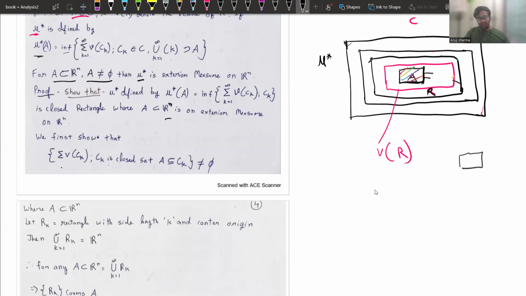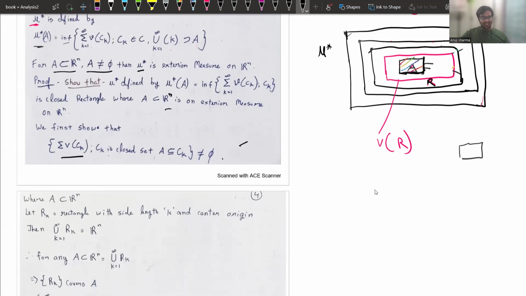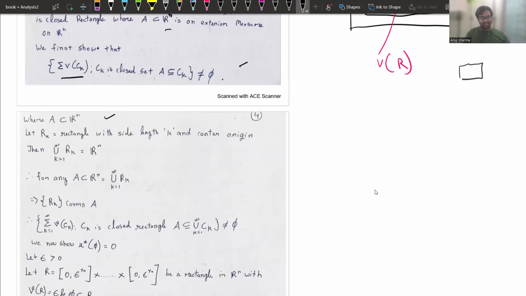So we take the summation of the volume, and CK is a closed set. A is a subset of CK, and it is not equal to the null set. Take the volume of CK, which means take the volume of all the rectangles: this rectangle, this rectangle, this. And A is also a subset of all the rectangles. A is contained in all the rectangles. A is a subset of Rn.